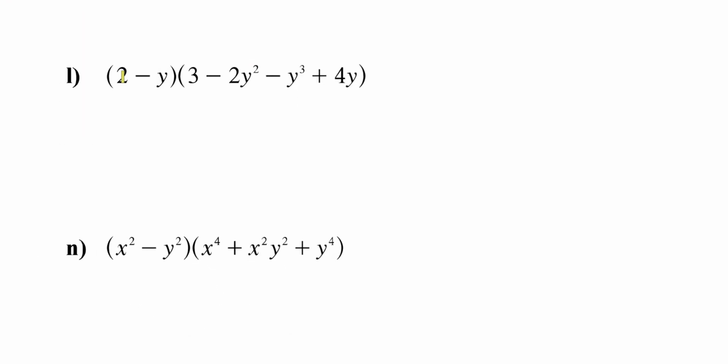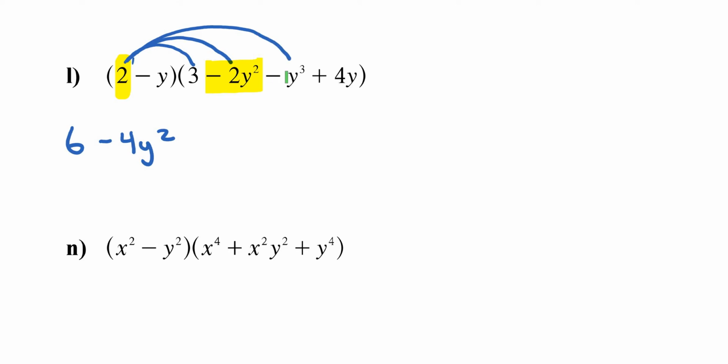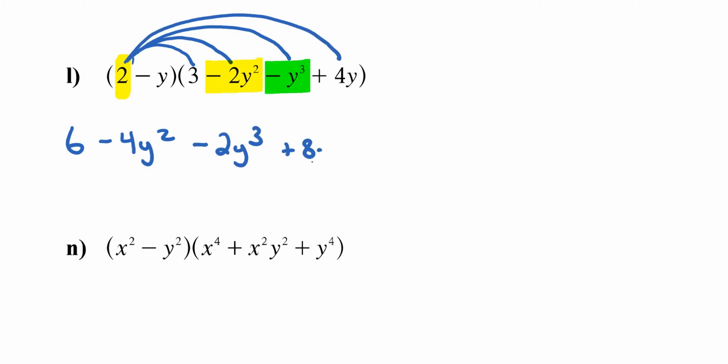Let's go ahead and highlight my first term here. Basically what's happening here is we just have more terms to consider. So 2 times 3 is going to be 6. And then 2 times negative 2y squared is going to be negative 4y squared. And then 2 times negative y cubed is going to be negative 2y cubed. And finally 2 times positive 4y is going to be positive 8y. All right, so that's the first round there.